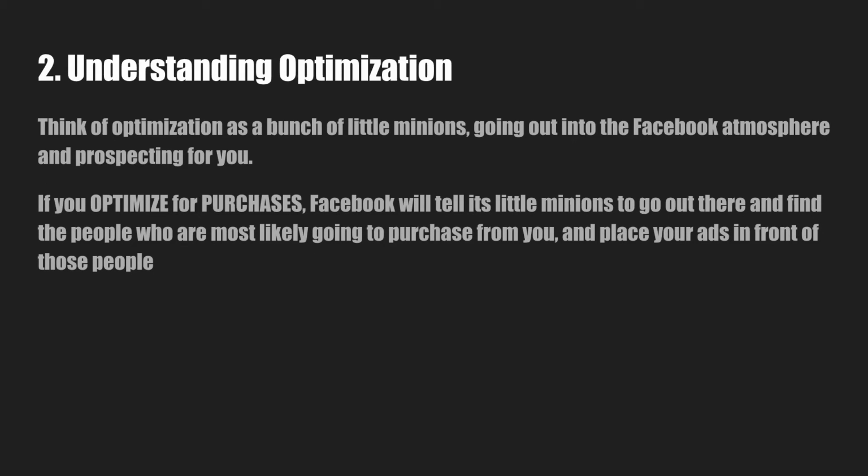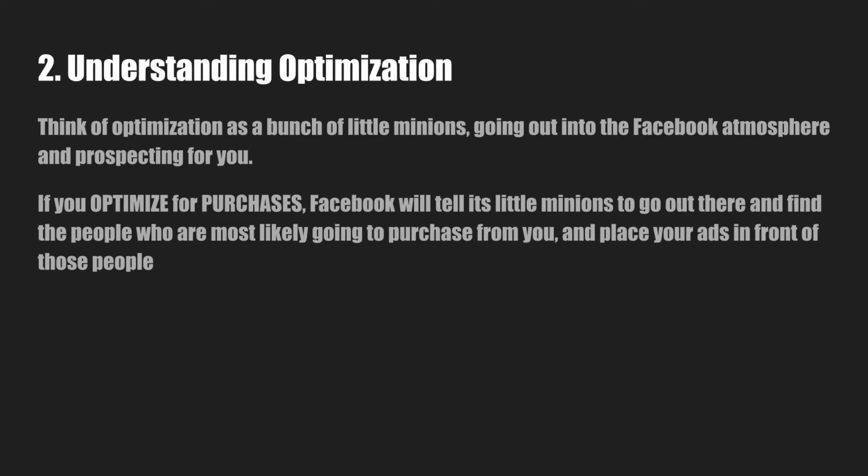Here's a really interesting thought that I use in my coaching and my training, when I'm teaching people or training my team: I talk about Facebook like a person a lot. I think of it like a human, except the emotion part, and here's why. I like to think about optimization as a bunch of little minions going out into the Facebook atmosphere and prospecting for you. Essentially, if you optimize for purchases, Facebook will tell its little minions to go out into the Facebook atmosphere and find the people who are most likely to purchase from you and place your ads in front of those people.